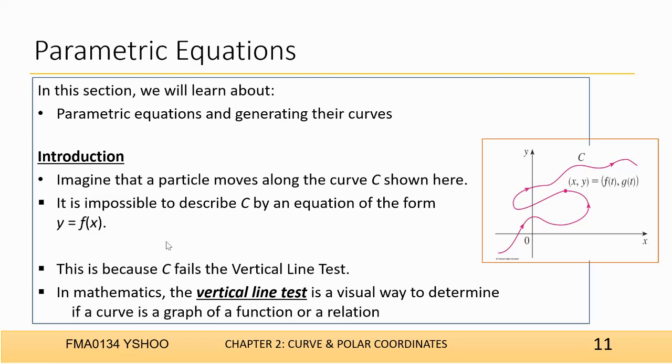Okay, so first we look at the parametric equation. This is a curve, normally a sample of a parametric curve. If you look at it, this is something you learned during your Maths 1. This one is actually a relation. It is not a function, because if you use the vertical line test, you have a lot of intercepts. So this is not a function, and if it is not a function, it is difficult to write it as a Cartesian equation.